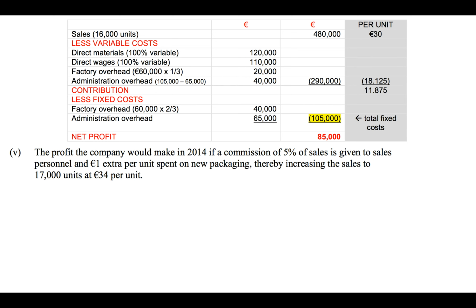Number 5, the profit the company would make in 2014 if a commission of 5% of sales is given to sales personnel and €1 extra per unit spent on new packaging, thereby increasing the sales to 17,000 units at €34 per unit. Okay, so again, you've got your formula there, sales minus variable costs minus fixed costs equal to profit. So we'll read through it again. So what is the profit the company would make in 2014? So we're looking for the profit here. So profit is going to be X.